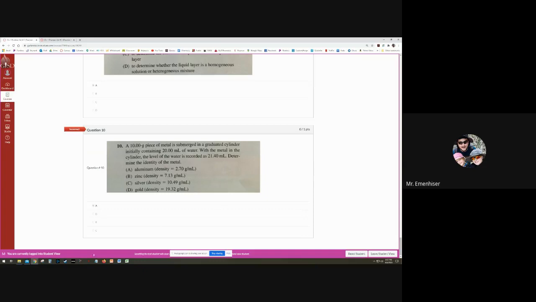So we're going to do, see if y'all can see my calculator here. So we're going to do 10 grams, which is the mass. We're going to divide it by the volume difference, because the volume difference here is the volume of that metal. So that's going to be 1.4. So 10 divided by 1.4, and we get 7.14. So that's why it's B.